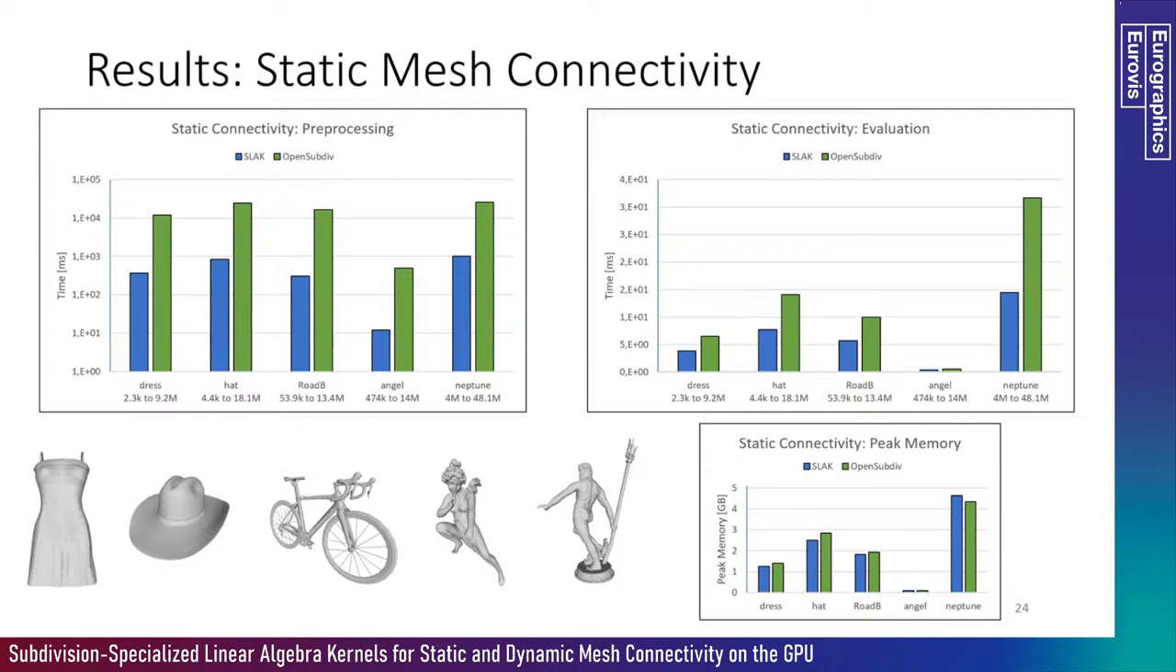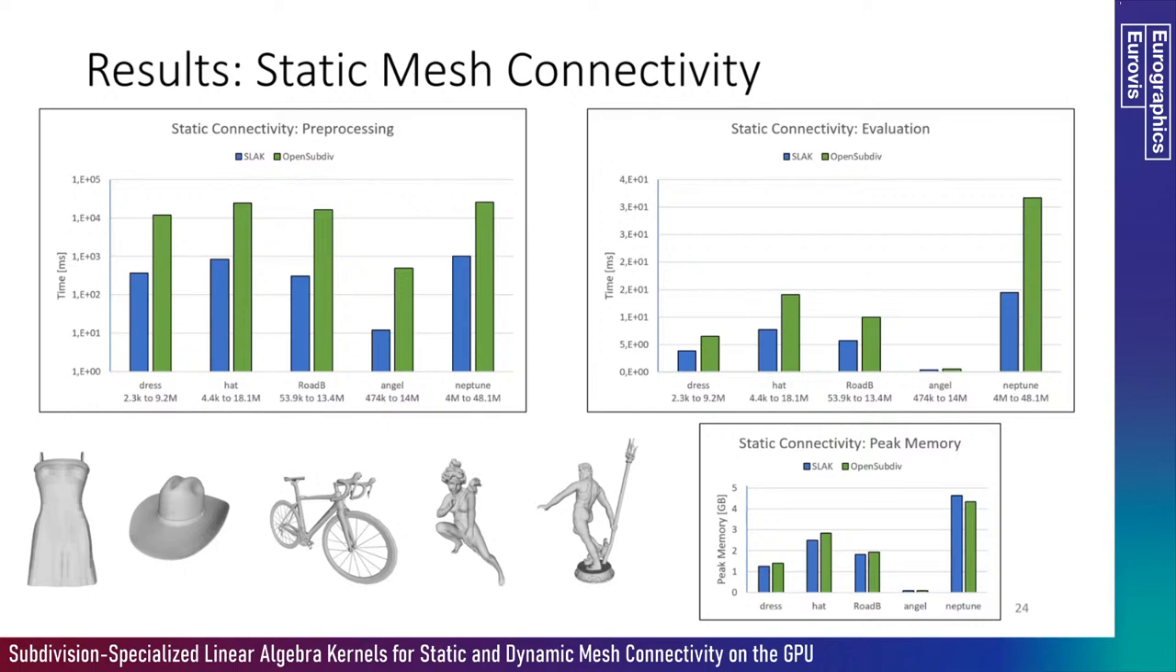On the left, we can see the pre-processing time. For OpenSubdiv, this means refining the topology and computing the subdivision tables on the CPU. Slack computes the adjacency information, refines the topology, and assembles the subdivision matrix on the GPU. The GPU pre-processing of Slack is on average more than one order of magnitude faster than OpenSubdiv's CPU pre-processing.